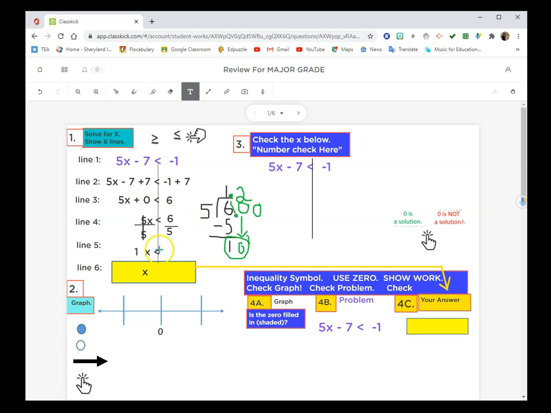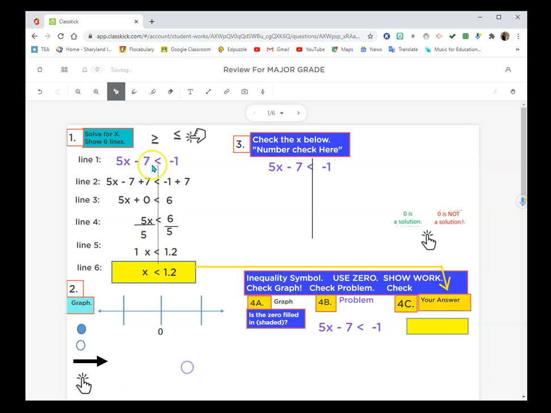I'm going to use my text tool, and I'm going to type in 1.2. We do not necessarily know if 1.2 is a solution. X is less than 1.2. You don't need to show this. You can do that on your own paper. So this is the work I want to see. Line 1, line 2, line 3, line 4, line 5, and the answer is line 6. This is our boundary point.